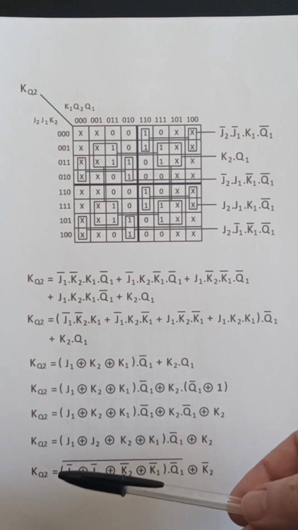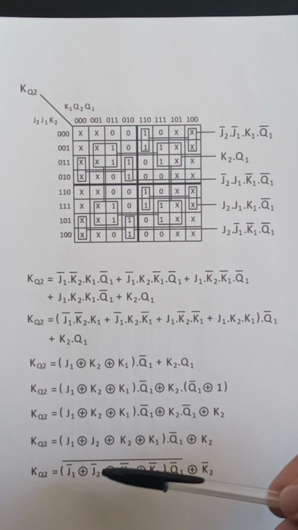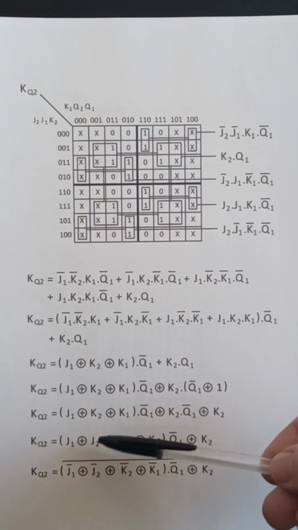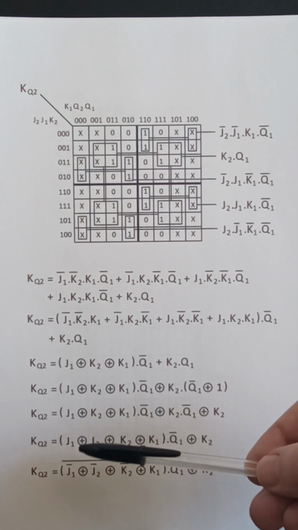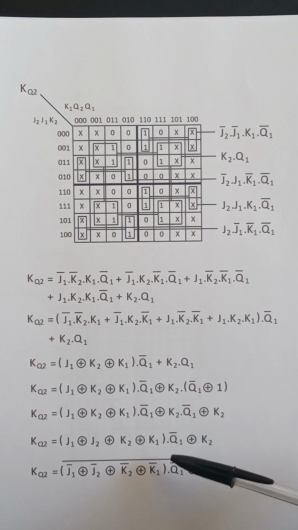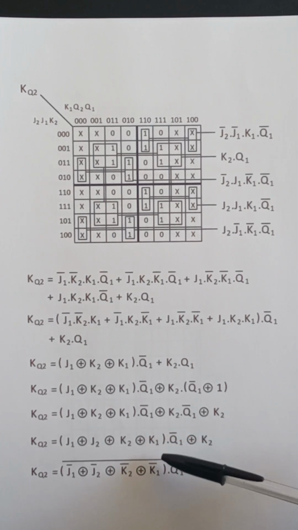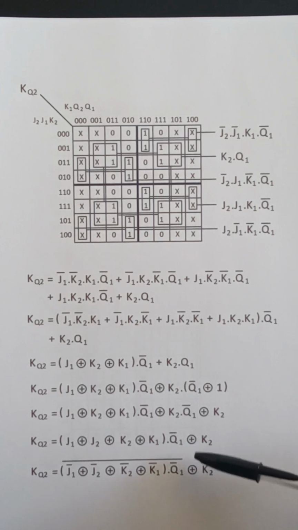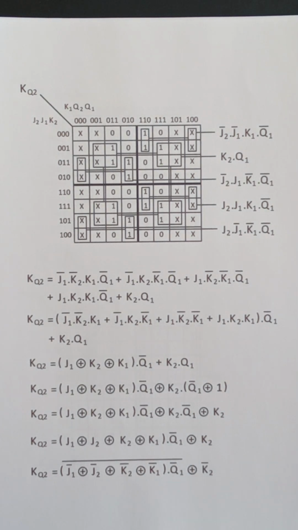Again, I've complemented each of the inputs 4 times, which is even, so it performs the same function as a non-complemented exclusive OR gate. And again, I've complemented the inputs of this exclusive OR gate twice, once there, and that performs the same function as an uncomplemented exclusive OR gate. So KQ2 equals that. Right.